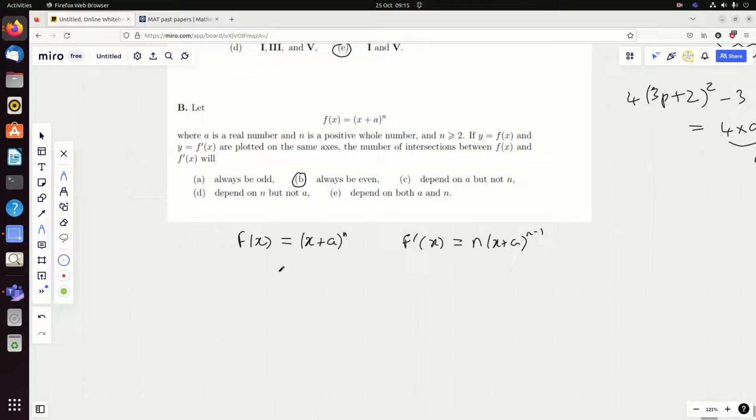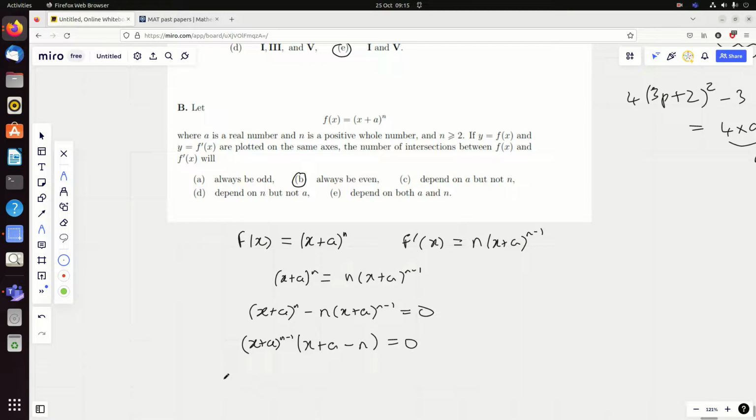And so if I'm finding where they intersect, let's just make them equal. Now you could divide through by (x plus a) to the n minus 1, but it's ill-advised because you lose solutions there. You should always factorise in this situation. So take it over here to avoid yourself missing the solutions where the brackets equal 0, and then factorise. So (x plus a) to the n minus 1 multiplied by (x plus a minus n) equals 0. This gives us two distinct solutions. x equals minus a, or x equals, I guess, n minus a.